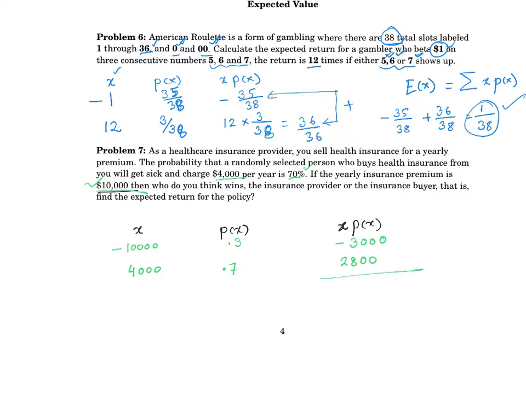Now if you add these two numbers, you're going to get negative 2,000. So your expected return as an insurance buyer is $2,000, but negative, meaning that on the average, an insurance buyer pays $2,000 out of pocket. Where does that $2,000 go? That $2,000 goes to the insurance seller.